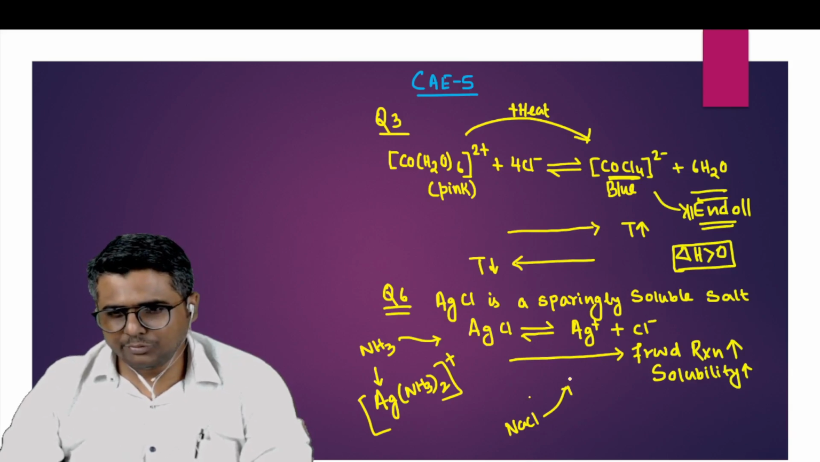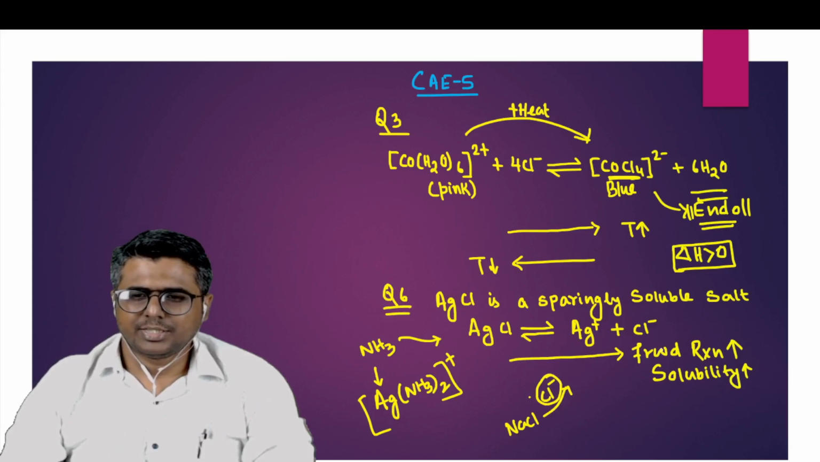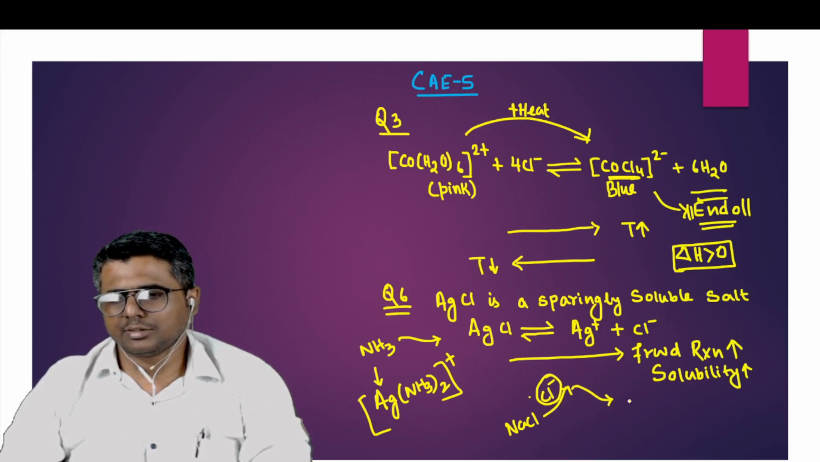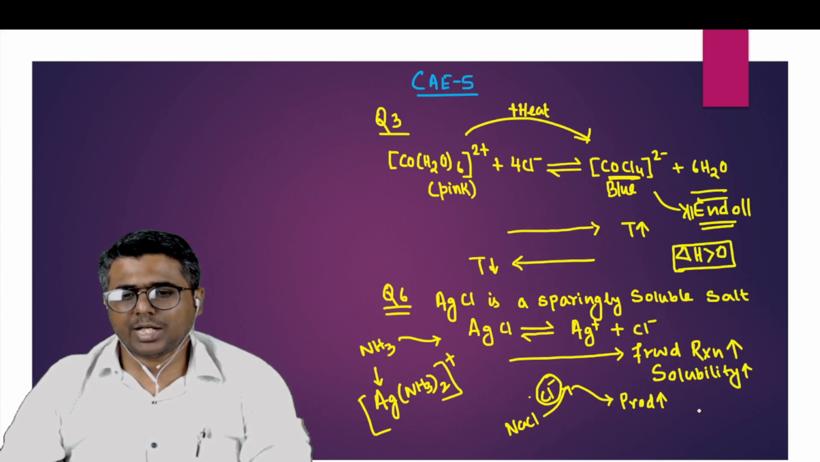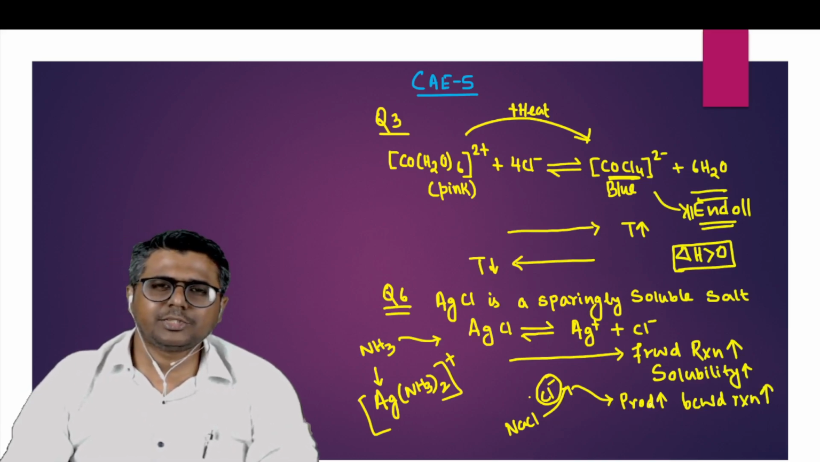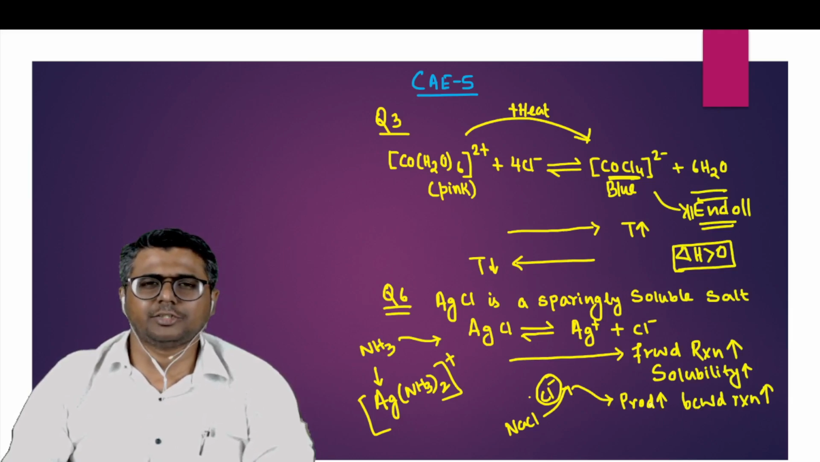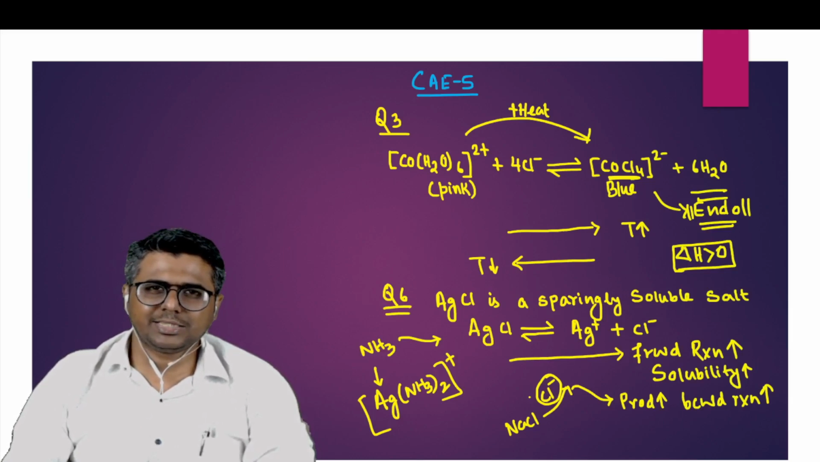So NaCl will give Cl minus in the reaction mixture. That means products will increase, and if product increases, backward reaction increases. But backward reaction is not solubility, forward reaction is solubility. So if you add NaCl, there will be no increase in solubility. So option B is wrong.